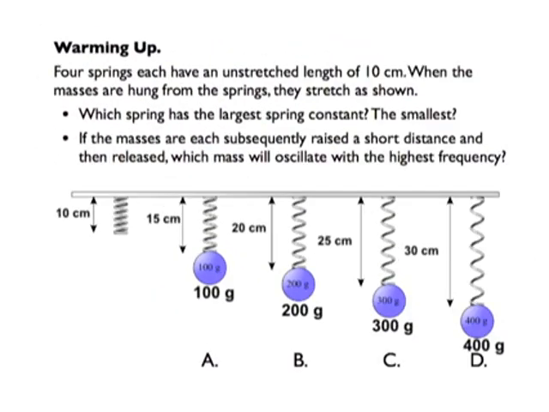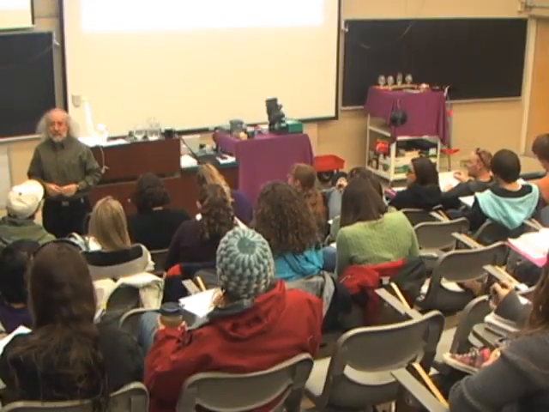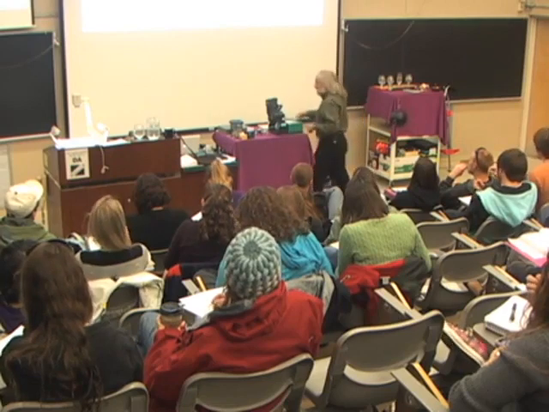Which one oscillates with the highest frequency? The lightest one. The lightest one will have the highest frequency, the shortest period of oscillation. It's because the mass is smallest. So you're right. And actually, physically, that makes a great deal of sense.